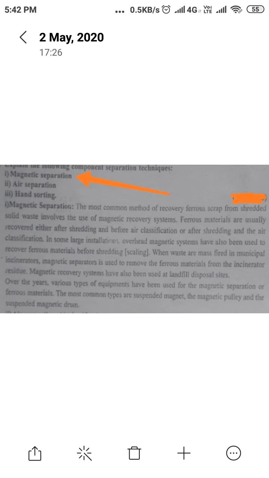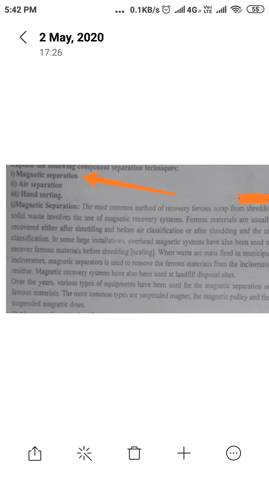When the waste mass is fired in municipal incinerators to reduce its volume, magnetic separators are used to remove the ferrous materials from the incinerated residues. Magnetic recovery systems have also been used in landfilling, at the disposal sites. Over the years, various types of equipment have been used for magnetic separation of ferrous materials. The most common types are suspended magnets, magnetic pulleys, and suspended magnetic drums. So that's magnetic separation.